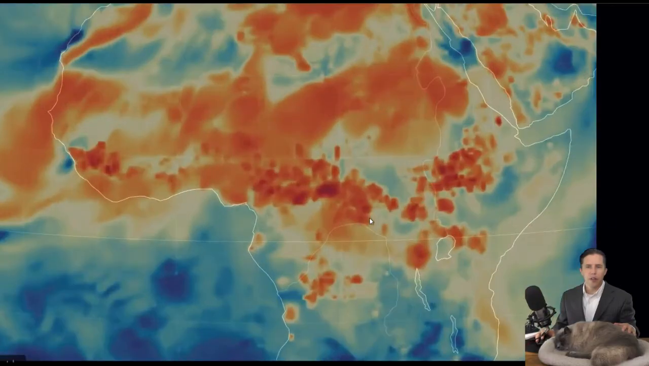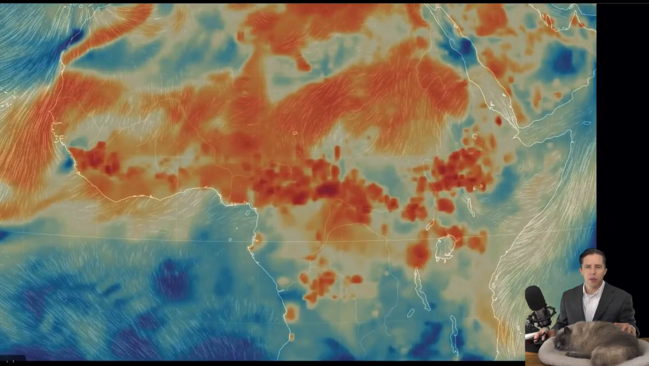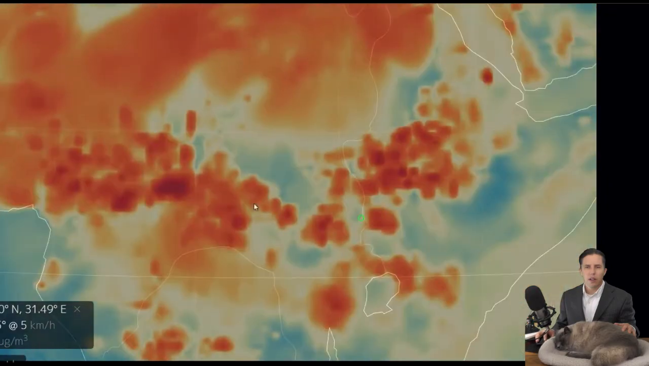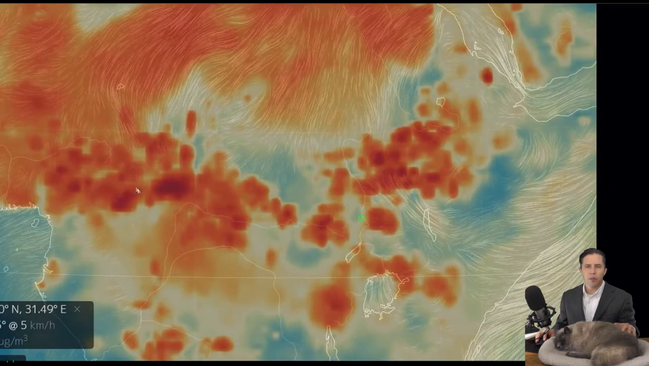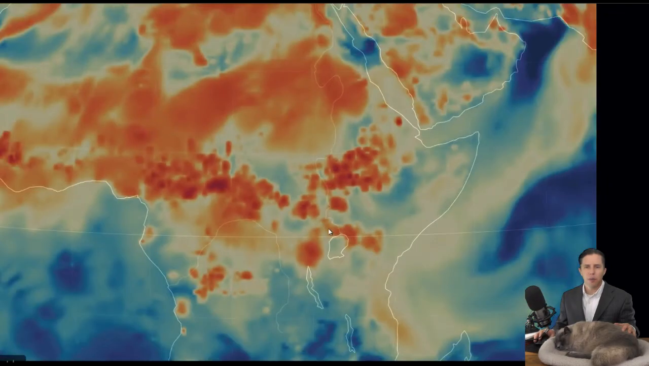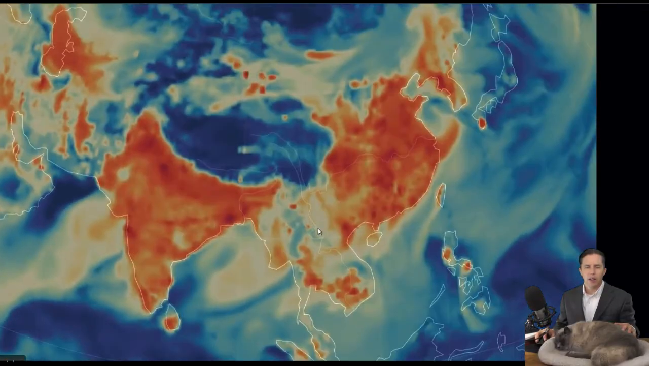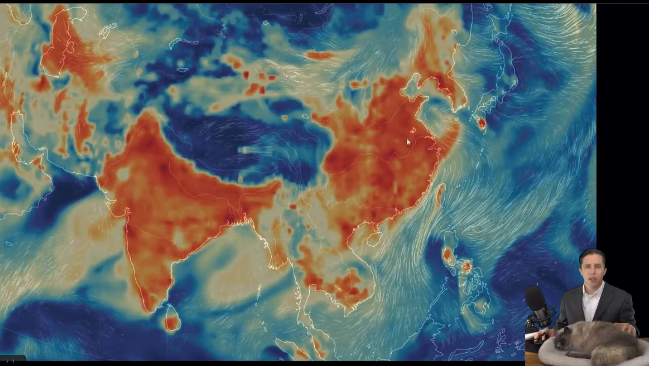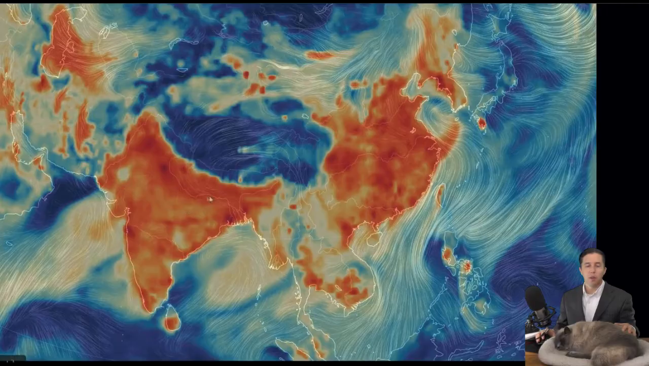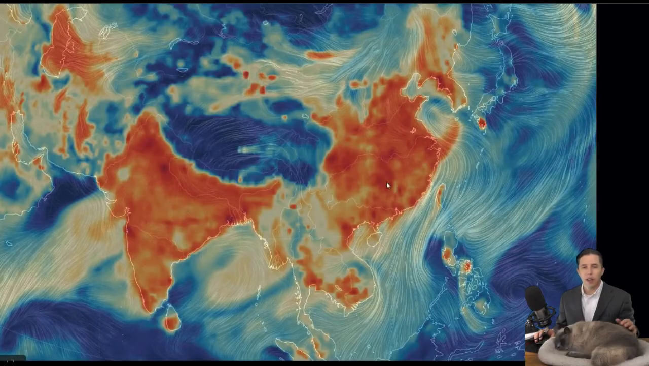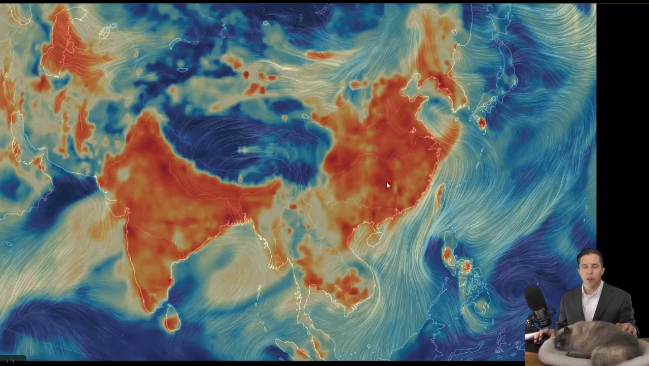In Central Africa, there's the Sahara dust, but we also see a lot of dust from fires, from slash and burn practices that we'll talk about more in a second. And look at India and China. A lot of air pollution in the particulates here. And most of that is just industrial, people burning things. That's what most of that is.